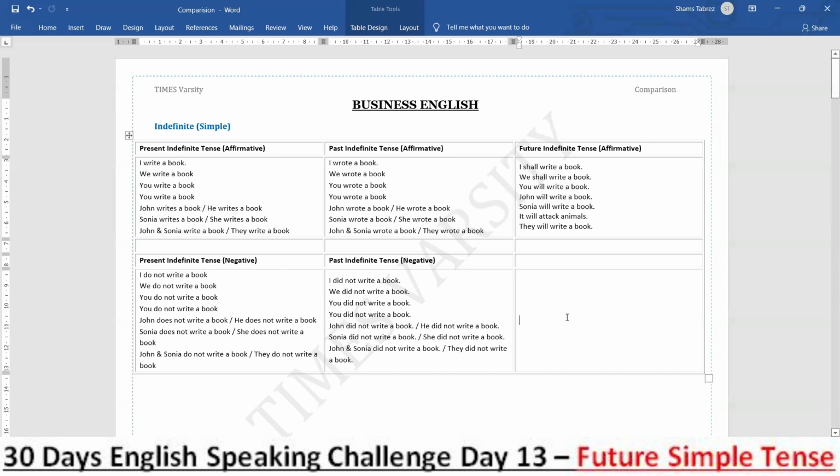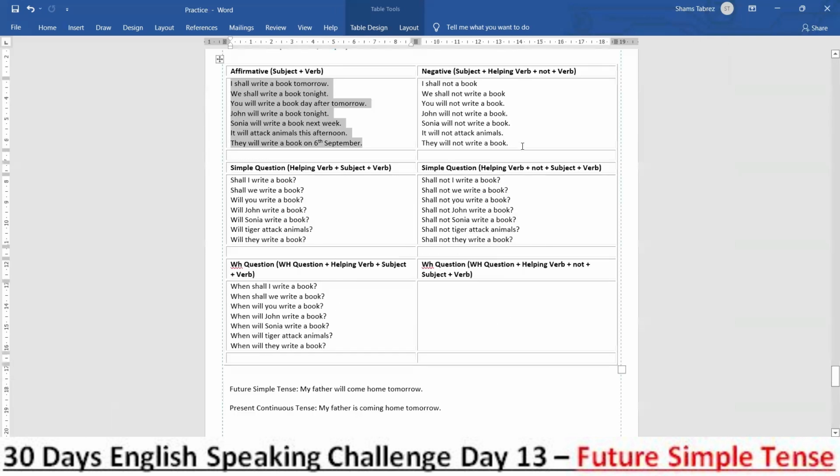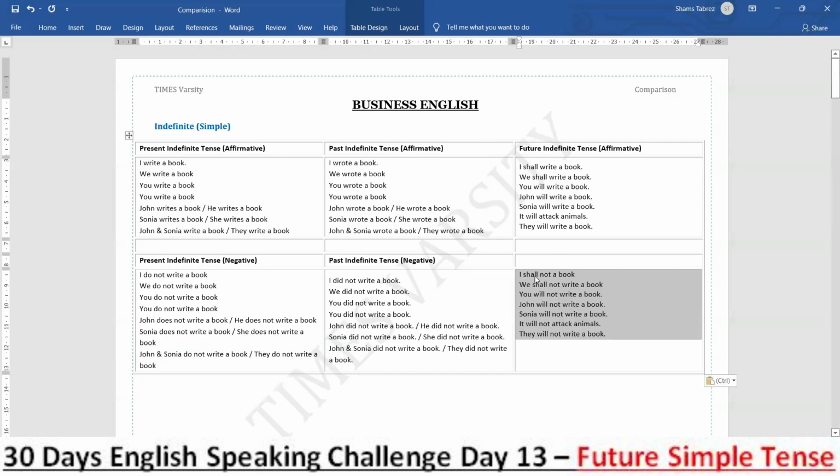Now for negative, as usual, we add the word not. So after the helping verb, not is added. In present indefinite, do is used and not is added. Do or does is used and not is added. But in past indefinite, did is used and not is added. And here, shall or will are used and not is added to them, based on whichever helping verb is used.